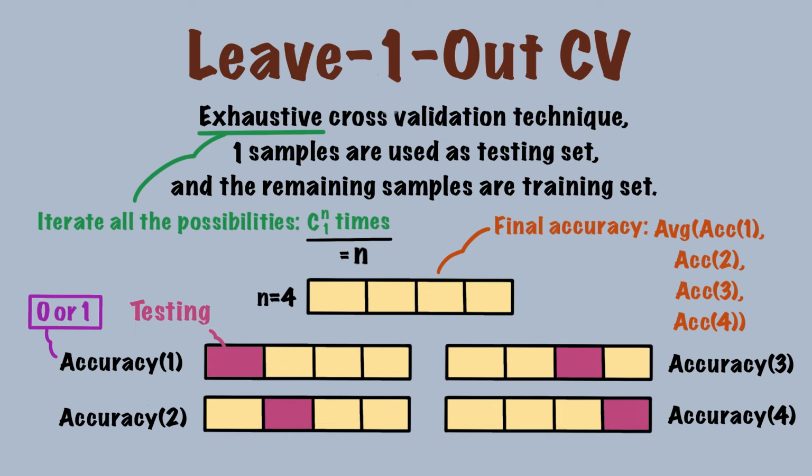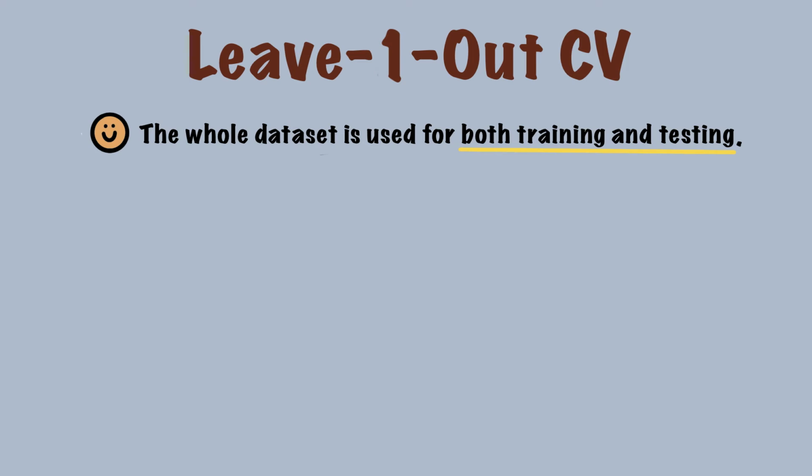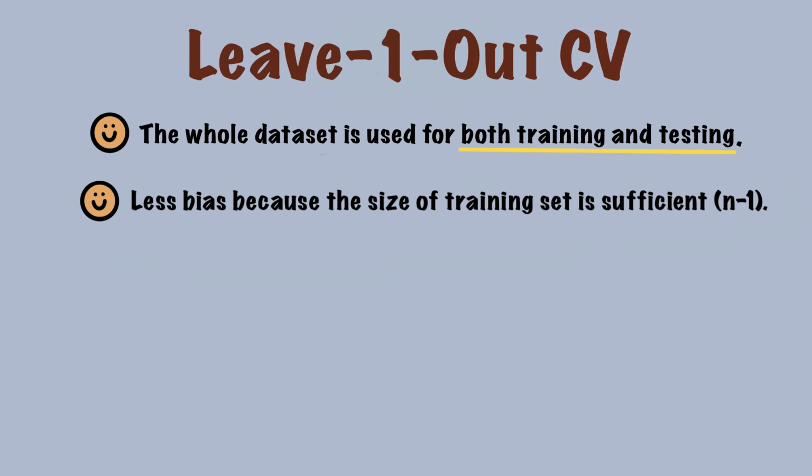Alright, that's the basic idea of leave-1-out. Let's talk about its pros and cons. The first advantage is that the whole dataset is used for both training and testing. For a traditional validation method, the testing set is never used for training, but the cross-validation method doesn't waste any of the data. The second advantage is that the evaluation result has low bias, because the size of the training set is sufficient, which is n-1 explicitly. This is straightforward. We use one sample as testing set each time, so the remaining data can all be used in the training phase.